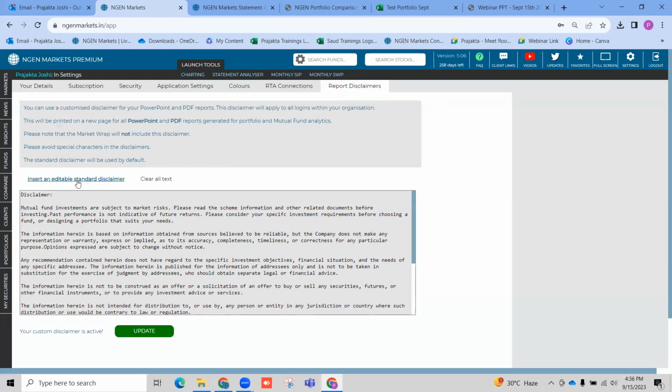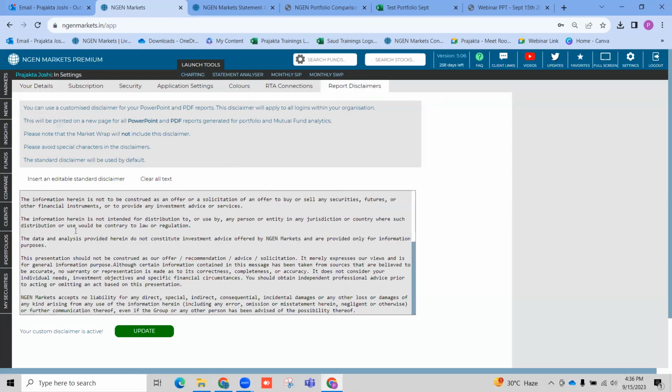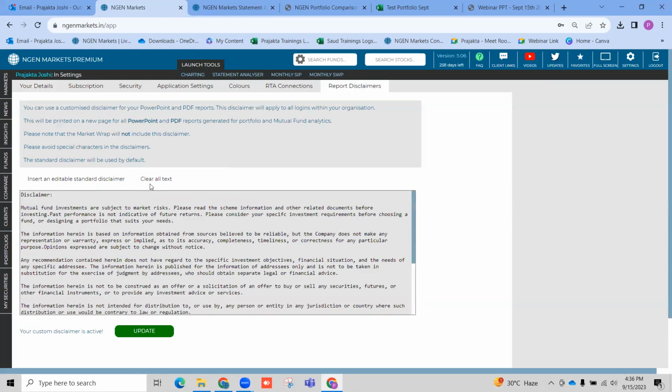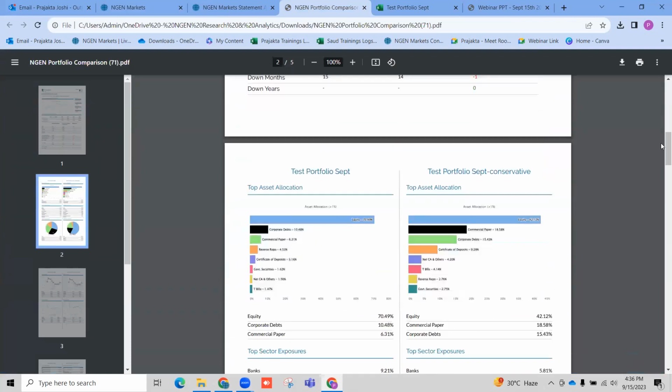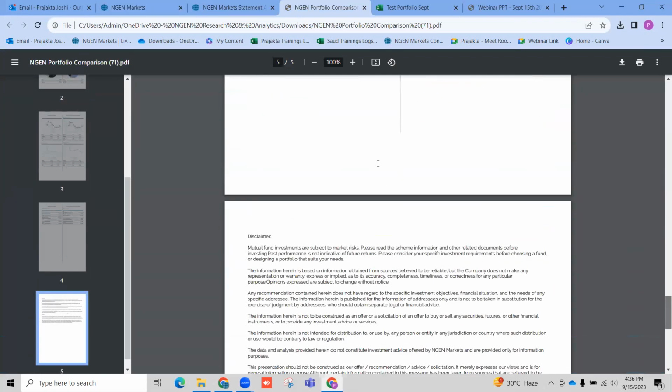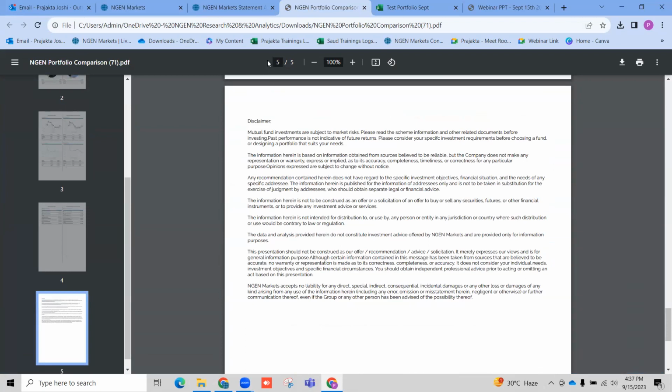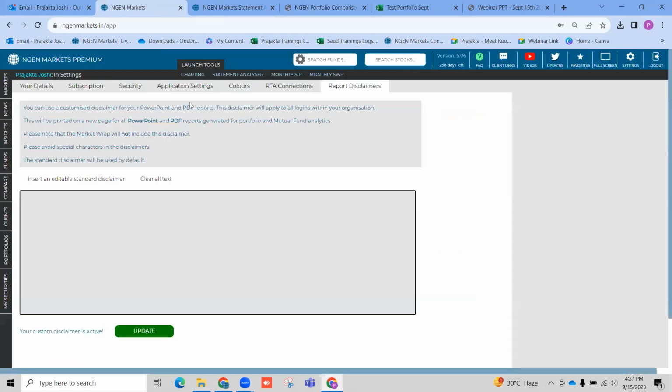So this is a standard disclaimer that we have put, but let's say you have one of your disclaimers. So you can just clear all of this text and you can input whatever disclaimer you want. Once that is done, you click on update. Once that is done, all the PDF exports and of course the PowerPoint exports that you will make will have that customized disclaimer, right? Alternatively, you can definitely use a standardized disclaimer that we have given. And of course, this is also going to be editable, right? For that, just click on this.